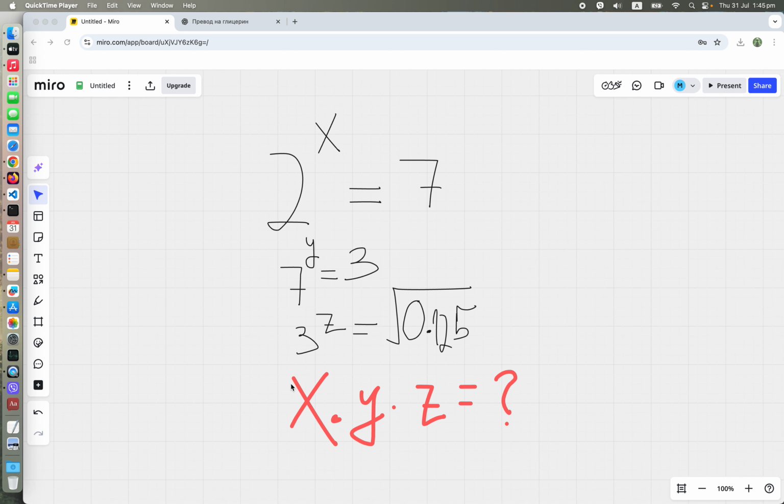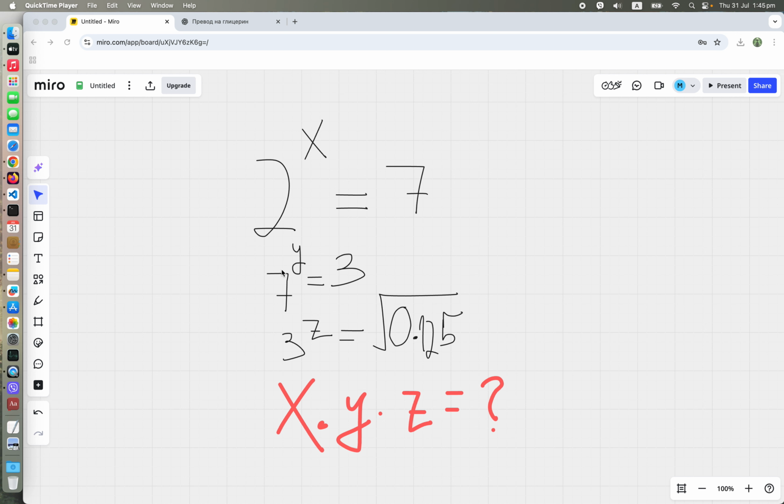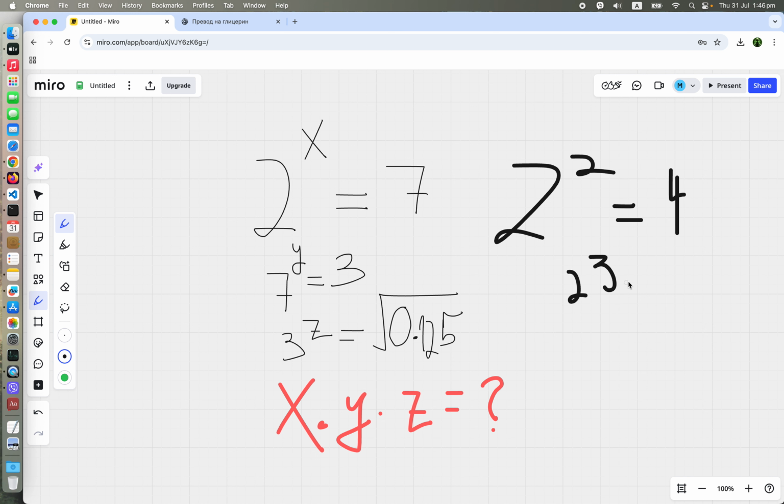So first we wanna see that we cannot find exactly how much x, y and z are. For example, for 7, we can't find how much x is, because we know that 2 to the power of 2 is equal to 4 and 2 to the power of 3 is equal to 8. That means x isn't an integer, because there is no space between 2 and 3. So that means we will use logarithms, because that's how we're gonna solve this problem. So first let's delete that.